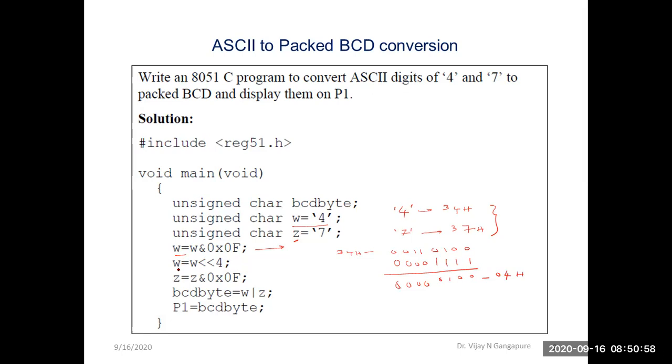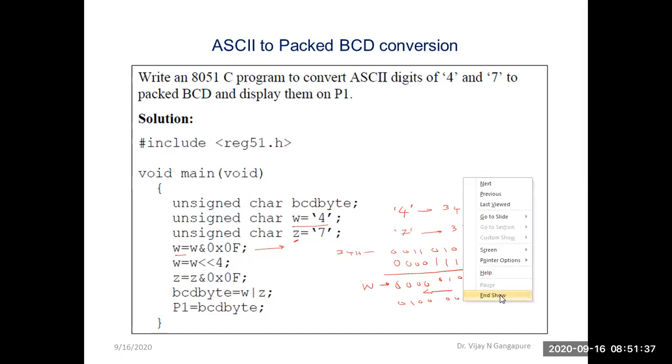Then what we are doing is W is equal to W left shifted by 4 positions. In the W variable we have 0000 0100. If we shift this data towards the left by 4 positions, the lower nibble will get shifted to the upper nibble position, so I will get 0100 0000, that is 40H. We are just shifting this number to this position, and here we are putting 00.